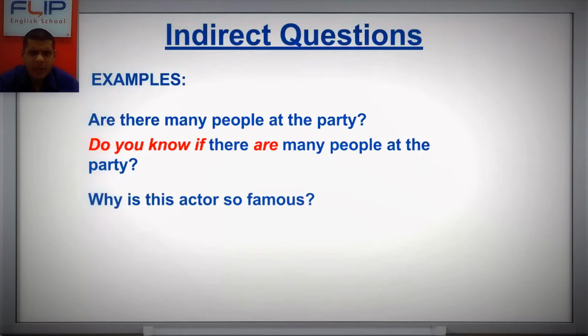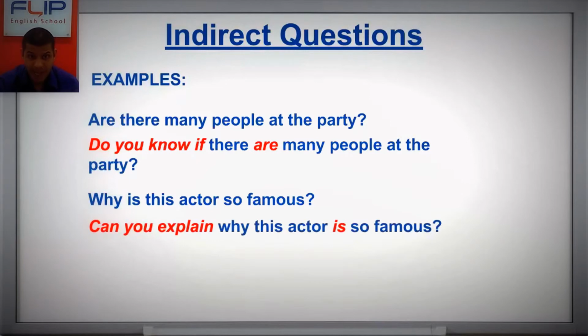Why is this actor so famous? Right? Why is this actor so famous? And then when I change it into an indirect question, it goes like, can you explain why this actor is so famous? You see, so the verb be goes after the subject, after the pronoun, all right? So, in this case, after the noun actor, all right?